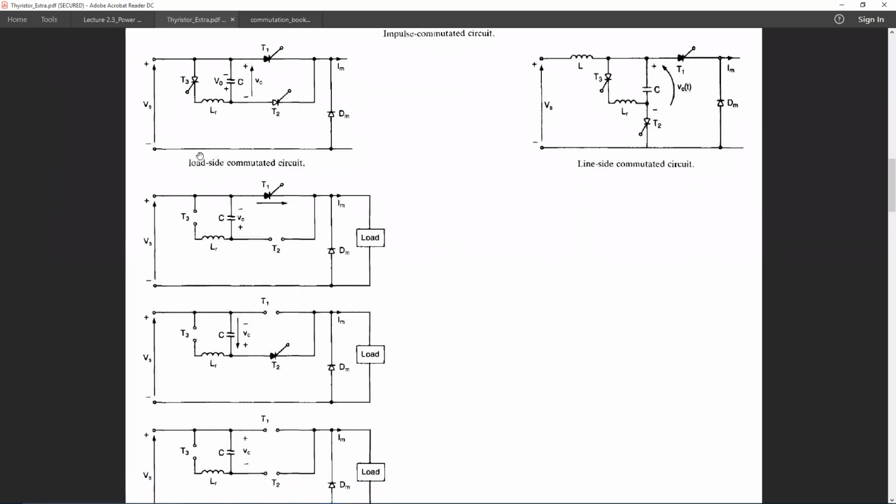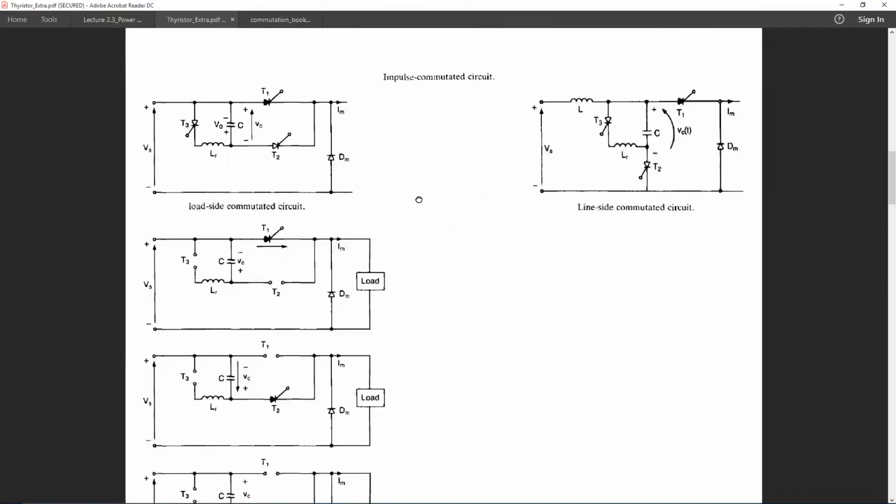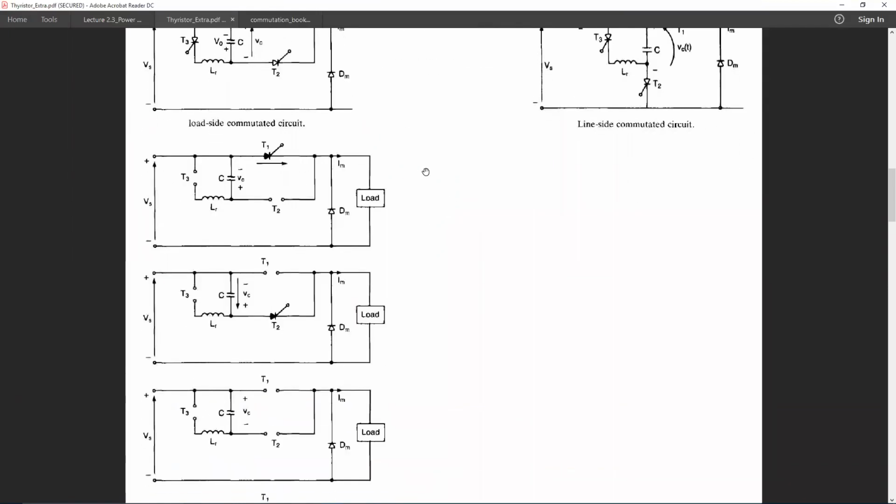So again, this is the main thyristor, and the current will be flowing through this thyristor to the load. This freewheeling diode is absolutely necessary in case of a load side commutation, unless the load is of course an inductive load. But in case of a line side commutation, this freewheeling diode is necessary. So again, these are the breakdowns of this impulse commutated circuit.